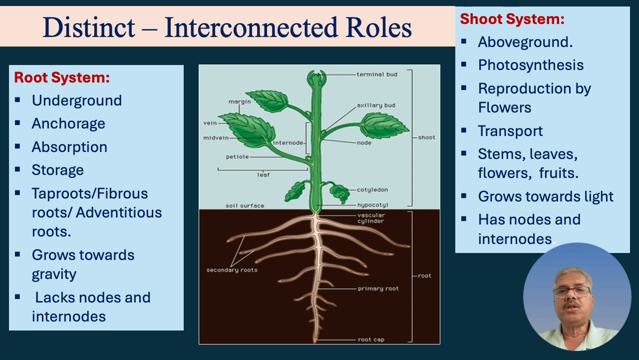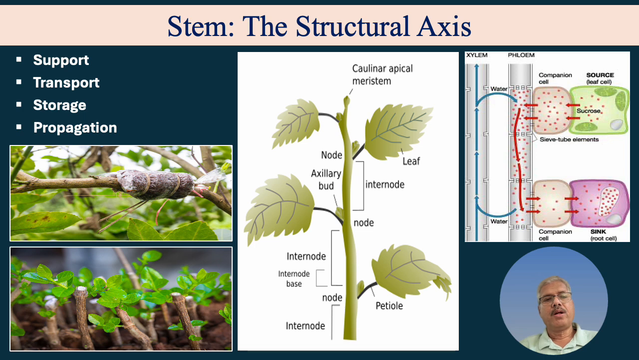nodes and internodes. The stem is a crucial component of the shoot system in angiosperms, playing a vital role in supporting the plant and facilitating transport. Nodes are the points on the stem where the leaves, branches, or the flowers emerge, and the internodes are the regions of the stem between the nodes.